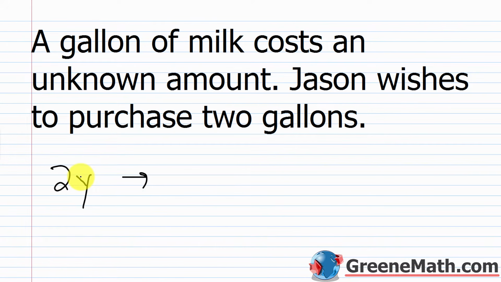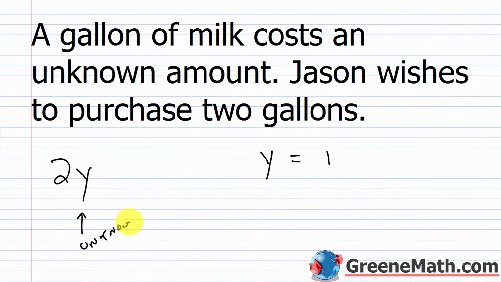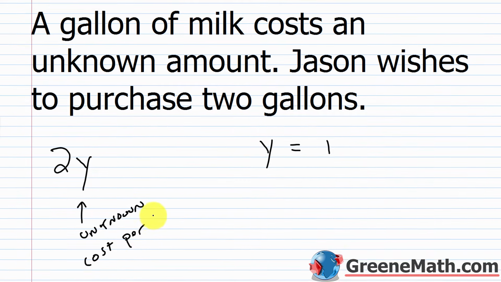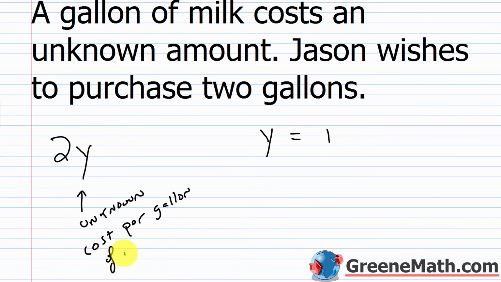That implies multiplication. Now, if I give you a cost per gallon of milk, I can tell you how much Jason's going to spend on his milk purchase, right? If I say that y is equal to $1, and I'm not going to put the dollar symbol this time, I'm just going to put 1, well, then really all I'm going to do is plug a 1 in for y, right? This is the unknown cost per gallon of milk. If I tell you that it equals $1, I could just plug a 1 in there, and I can say, okay, well, 2 times 1 is 2. So he spends $2 on 2 gallons of milk.